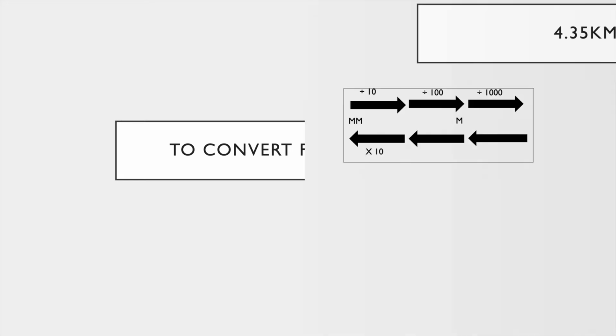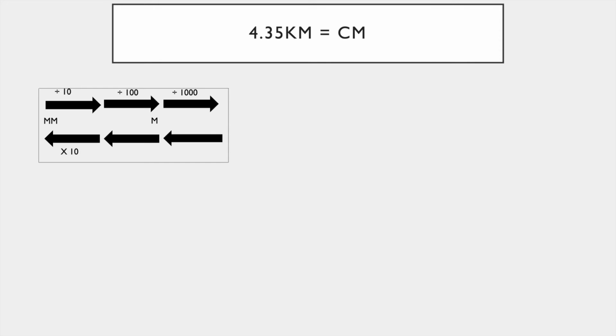The final slide is convert kilometers to centimeters. So assuming you have to convert 4.35 kilometers to centimeters, what you have to do is to first count how many times you move from kilometer to centimeter. So from kilometer to meter, you multiply by 1000, and to get from meter to centimeter, you multiply by 100. Next, you have to multiply 1000 by 100. So 1000 multiplied by 100 will give you what? 100,000.